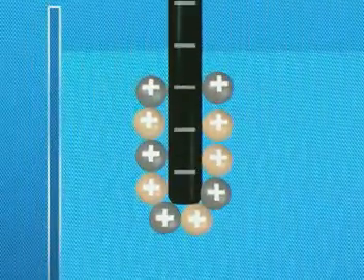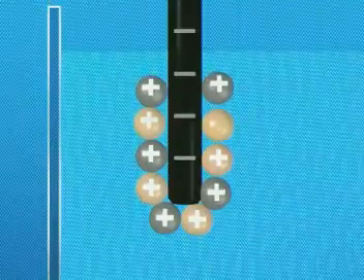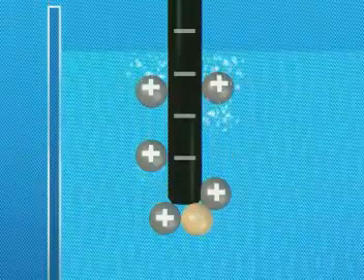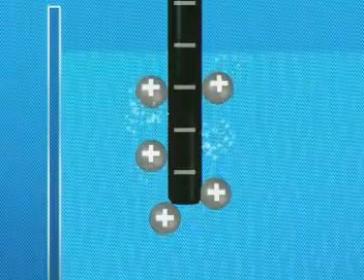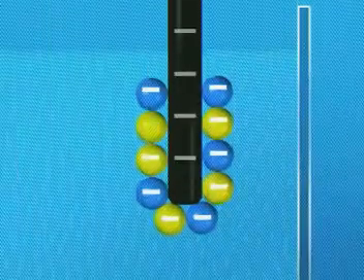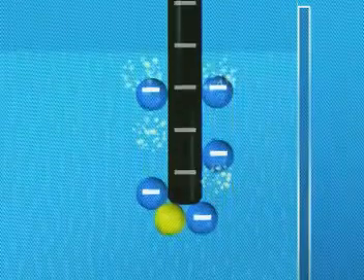Sodium and hydrogen compete to gain electrons. The hydrogen ions win out. They lose their positive charge and form bubbles of hydrogen gas. Competition also happens at the positive electrode. This time, chloride ions win out, losing their negative charge and forming bubbles of chlorine gas.